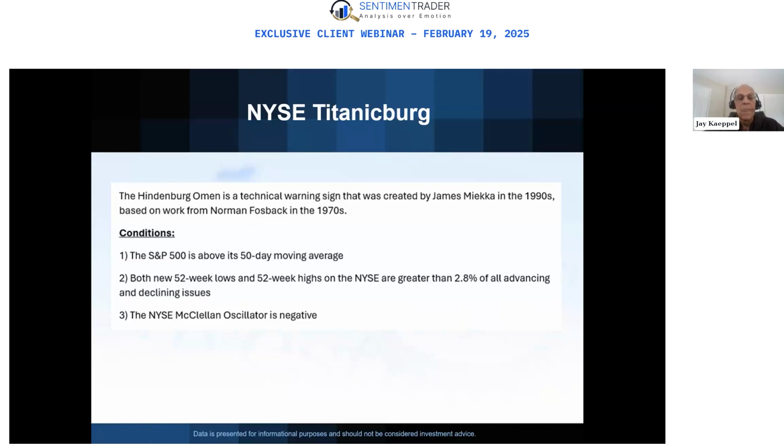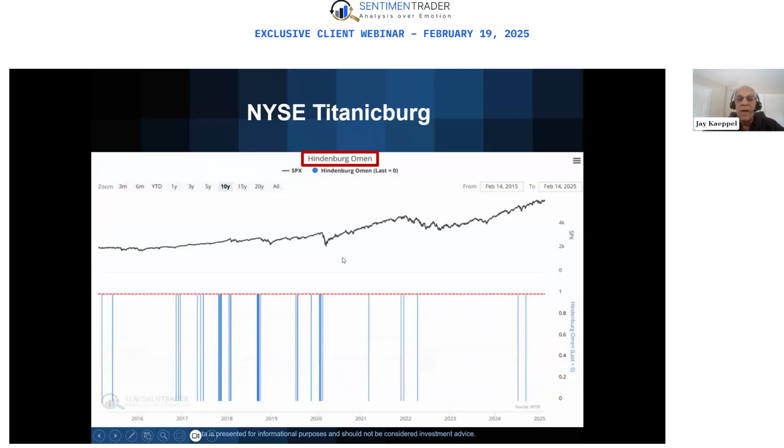In a true bull market, you should have a lot of stocks making new highs and a few, at worst, making new lows. And then also, just for fun, we throw in the McClellan oscillator must be negative. And when that happens, we get a Hindenburg omen signal. So again, if we go back prior to 2000 or during 2018, prior to the COVID sell-off, before the bear market, and then we've had a few in the last year, haven't really amounted to anything yet.